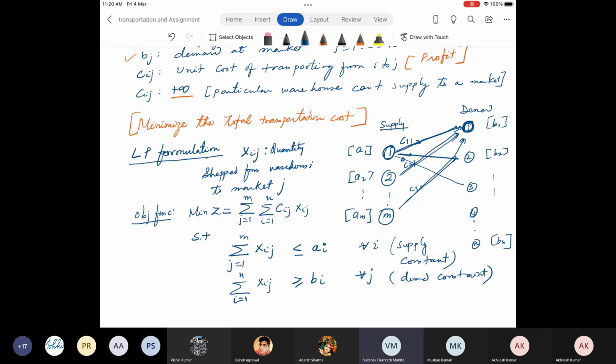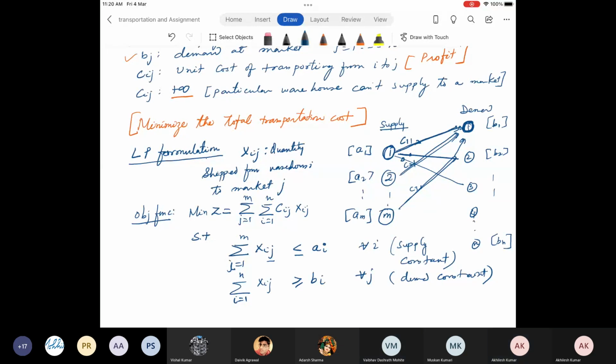Sir, it should have been I equal to 1 to... Very good. What it should have been? I equal to 1 to N, I guess. Just the opposite of whatever you have written. Why is that? Because the supply is from one warehouse. The constraint is on one particular warehouse. J is the jth market. So it should have been I equals to 1 to M.